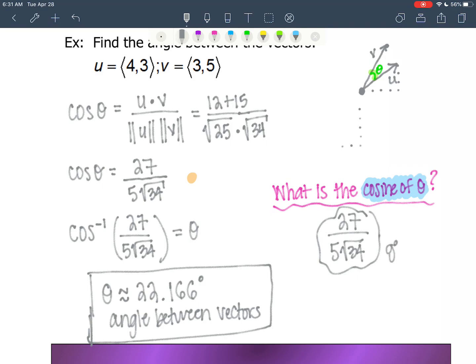But generally, it is u dot v divided by the product of the magnitudes of the vectors. And I think that if you put this into your calculator, you should get about 0.926. That's always a great question to ask. Always a good question for me to ask on a test.